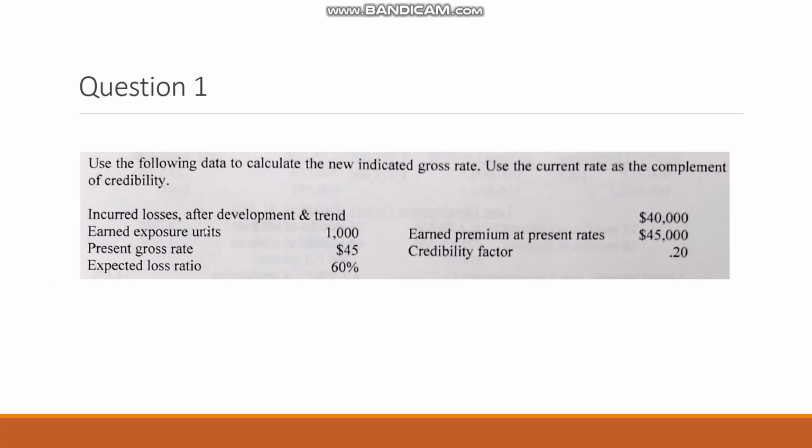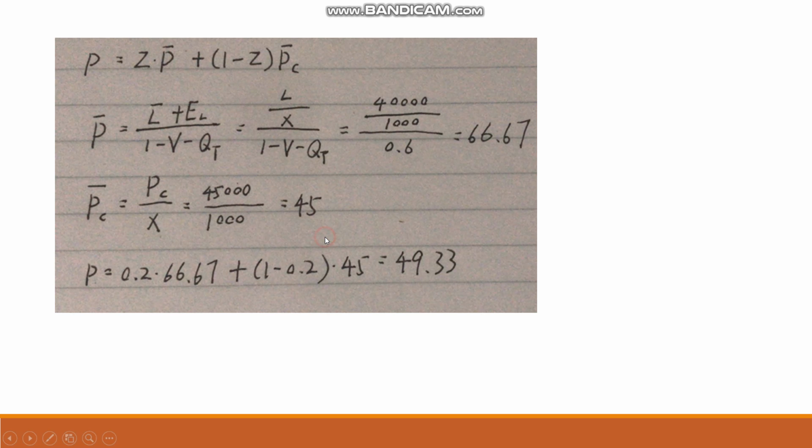which is 45,000 over 1,000. So we can obtain the current rate premium, which is 45. After this, we can calculate the growth rate premium, which is 49.33.